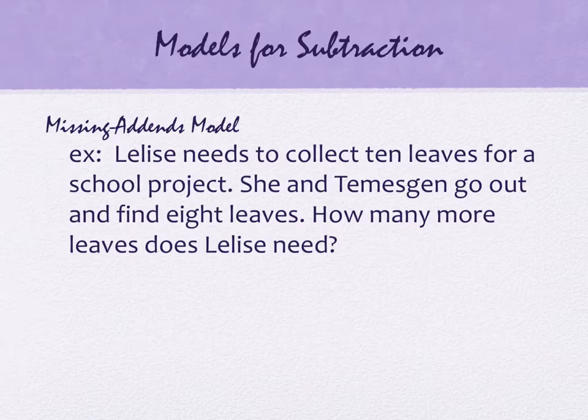Another model is missing addends. Missing addends is the idea that I don't have everything to start with. I'm missing something, hence the word missing in the description. Lisa needs to collect 10 leaves for a school project. She and Temeskin go and find 8 leaves. How many more leaves does Lisa need?